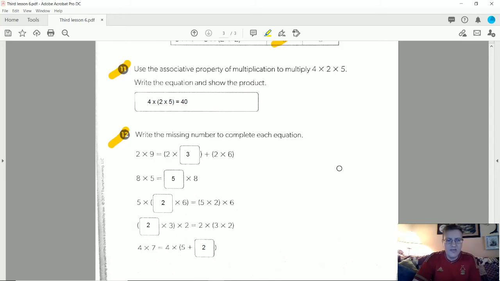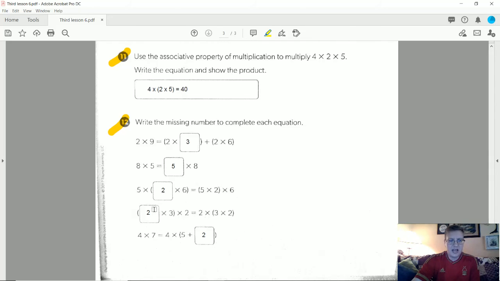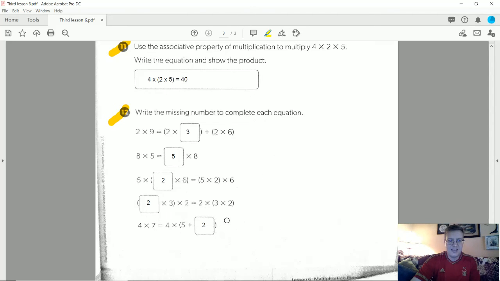And number 12, the first option is using the distributive property. So I would end up with 3 and 6 to get my 9. The second option is using the commutative property, so I just take the number that's missing and write that first. The third option is using the associative property, which says we can change the way that we group the numbers together and still get the same answer. So the 2 is just going to go in the middle because that's the factor that we are missing.